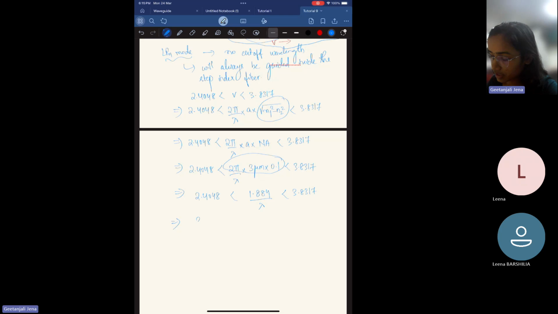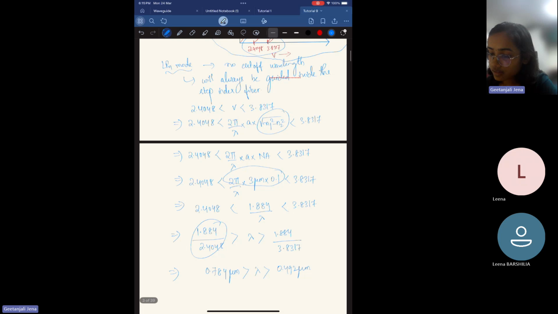So now if we take the inverse, this will be 1.884 over 2.4048, and the sign will change, and this will give 1.884 over 3.8317. So this will give 0.784 micrometer, and this will be 0.492 micrometer.